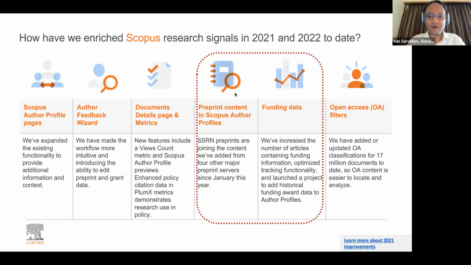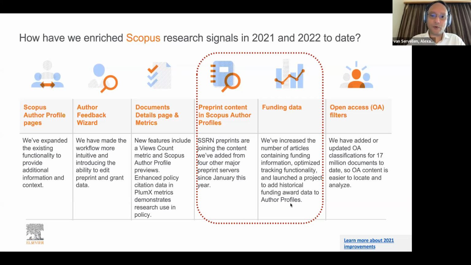We have added preprint content to the Scopus author profiles. Today, we're going to explain in quite a lot of detail what preprints are and how they're different from, let's say, peer-reviewed articles. We've also added more funding data. So if you're looking at what funding is associated to a particular author, that's also been added to the author profile.